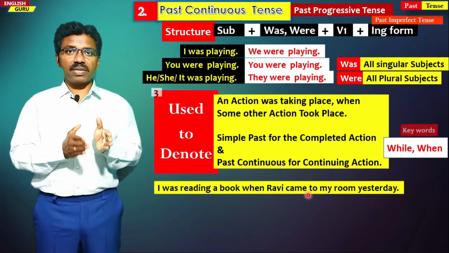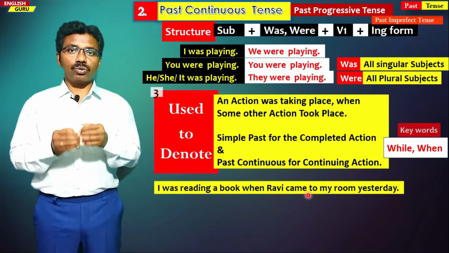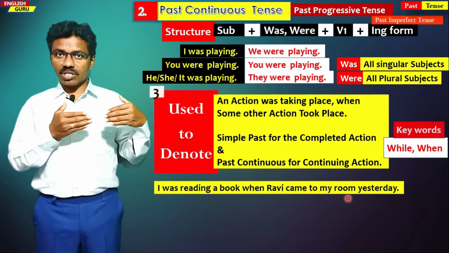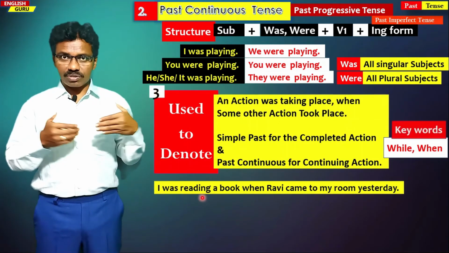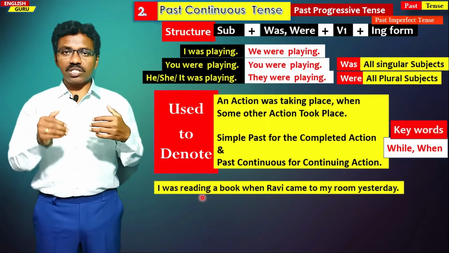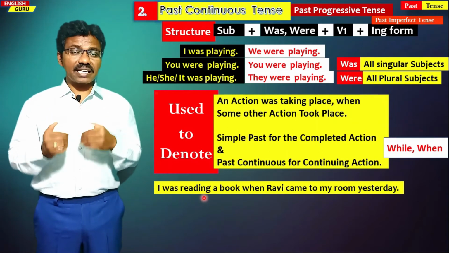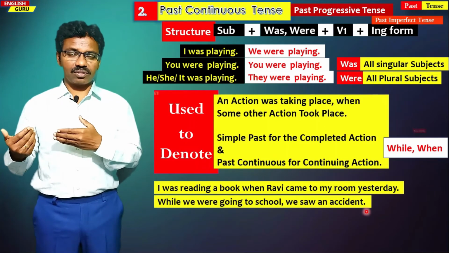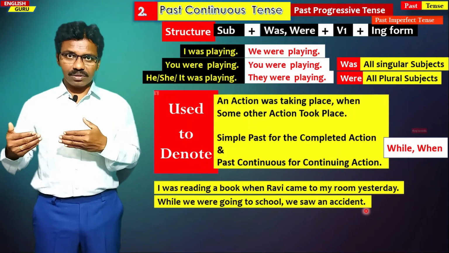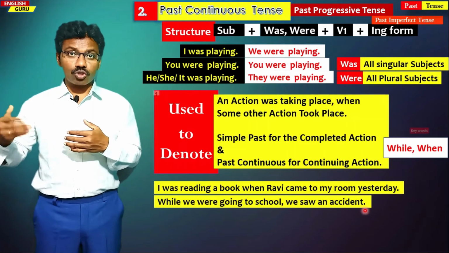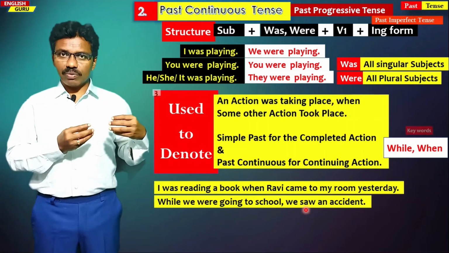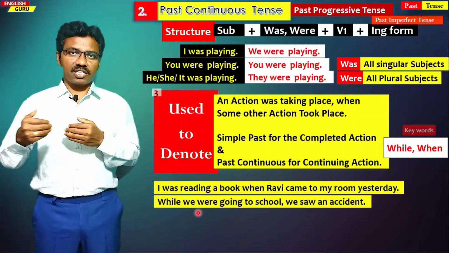Subject plus was plus verb plus ing form. So this action, came, was completed, and this action was going on. While I was reading, he came. This is the situation we have to understand. In the second sentence, while we were going to school, we saw an accident. While we were going, an accident took place. We saw, verb two, so it is in simple past tense. While we were going is in past continuous tense.